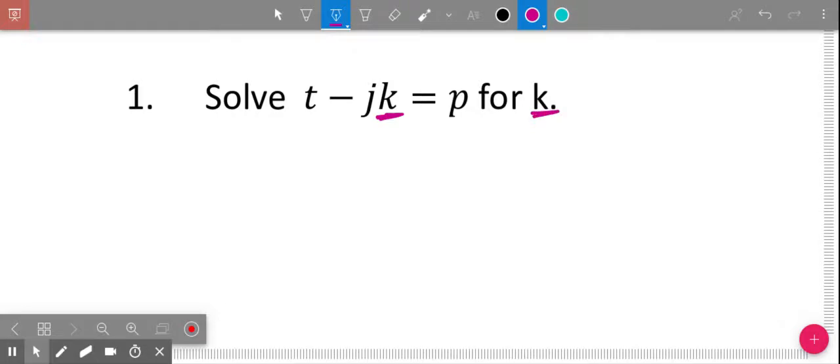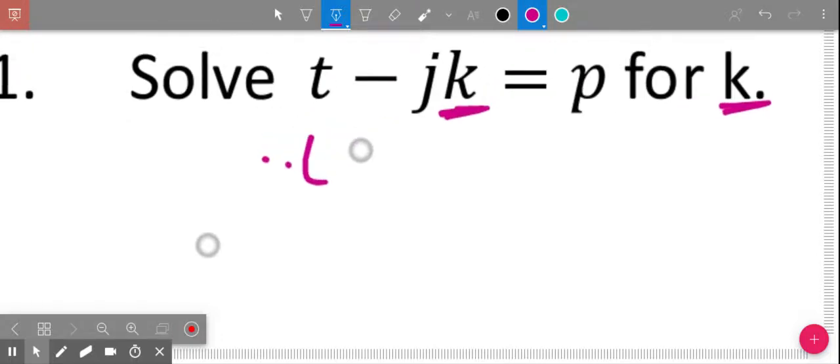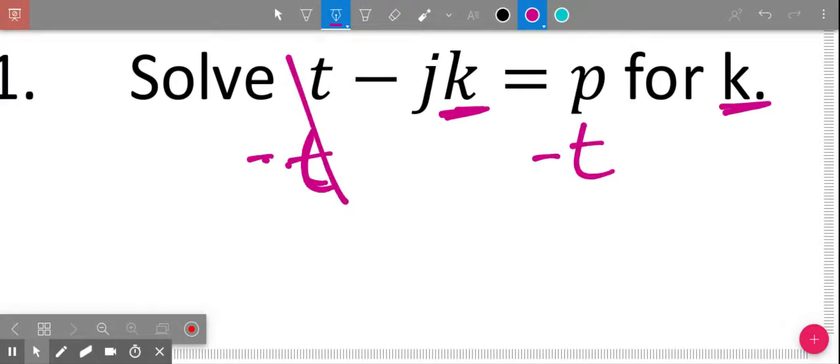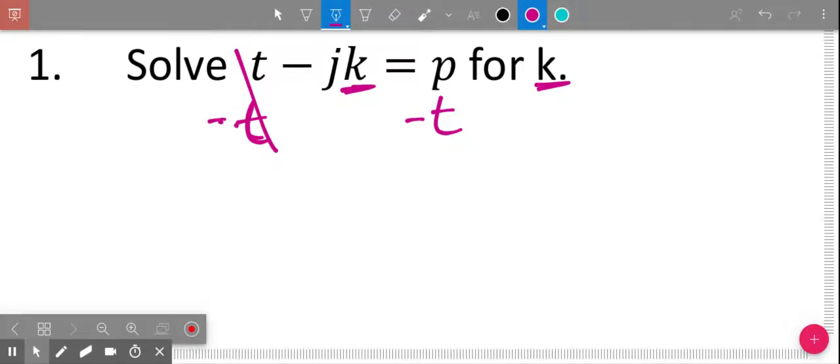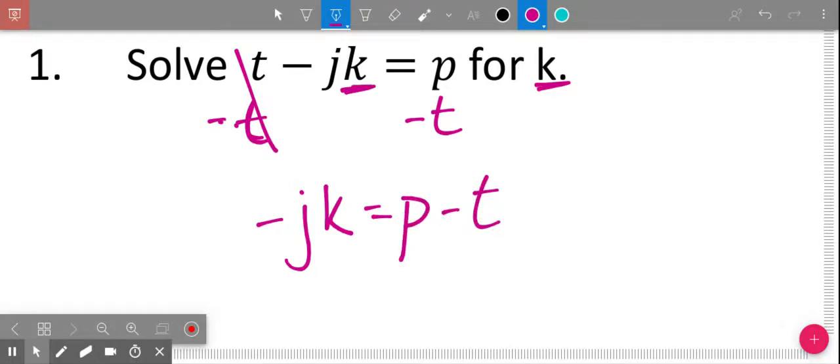So to do that, the very first thing we need to get rid of is this t. The t is furthest away, so we want to move that first. So I'm going to subtract t from both sides. The t's will cancel out right here, which is great. That's what we wanted. All that's going to be left is negative jk is equal to p and t, which are not like terms. Since those are not like terms, we cannot combine them. So I'll just have p minus t.